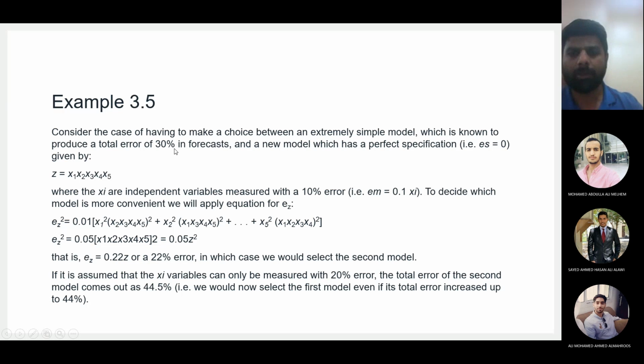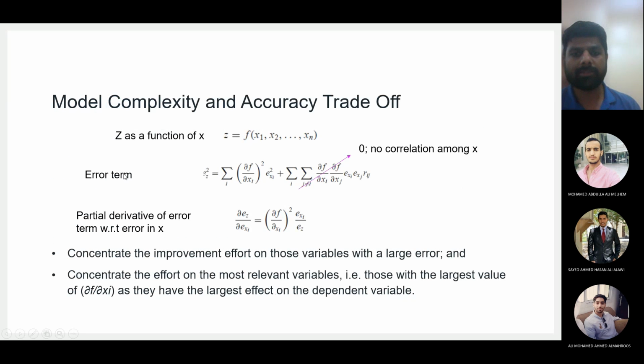The procedure is very simple, what we have already done, which is to apply this. We are basically calculating E z square, and then we will take the under root. Each time you will take the error for each x. Now the error for each x is fixed, 10% of that x value. So if you want the error of x1, it is 0.1 x1. If you want the error of x2, it is 0.1 x2. If you want the error of x3, it is 0.1 x3. So the E value is 0.1 into the value of x.